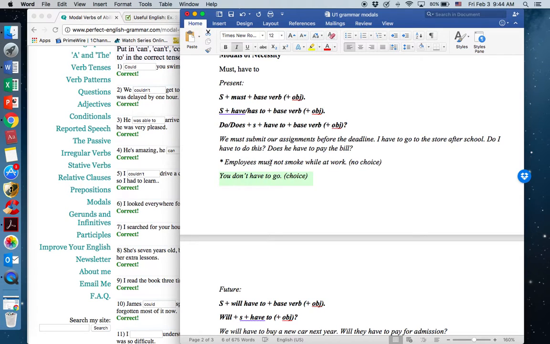Employees must not smoke means there's no choice. Employees don't have to smoke means there's a choice. Like, you don't have to go means there's a choice. You might go, you might not go. You don't have to, but you can if you want to.